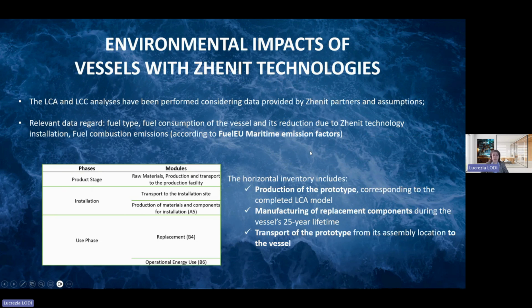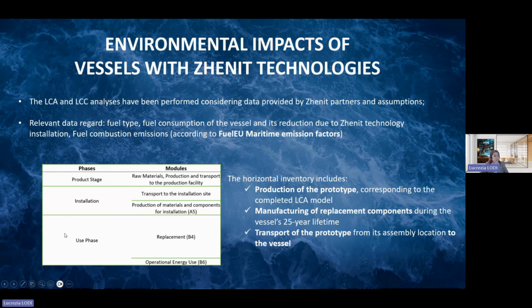And after we have concluded the vertical analysis, so just considering the technology by itself, the idea is to consider the impacts of the ZHENIT solution integrated on board of the vessel. And we start from, again, the inventory, but in this case, the inventory is not just the production of the technology. We also have to consider the installation on board, both from a transport point of view and from the production of the additional material that is required to install the technology on board the vessel.